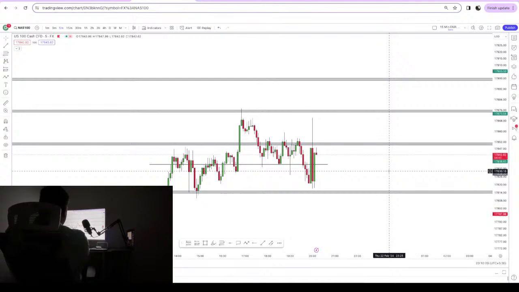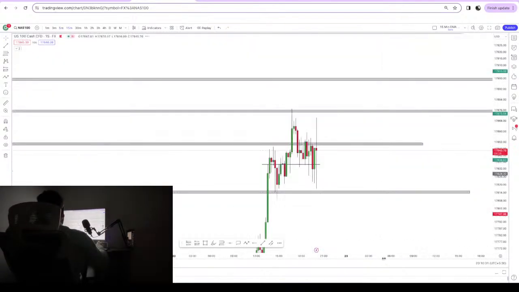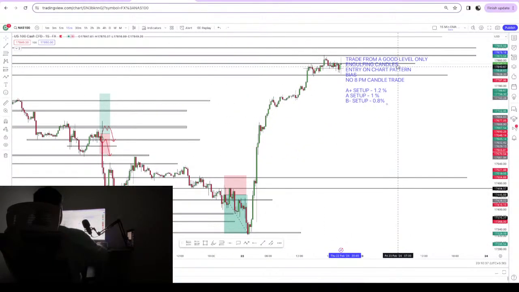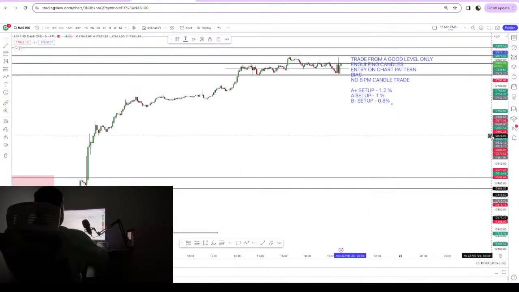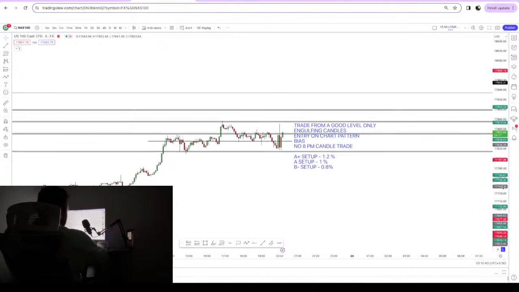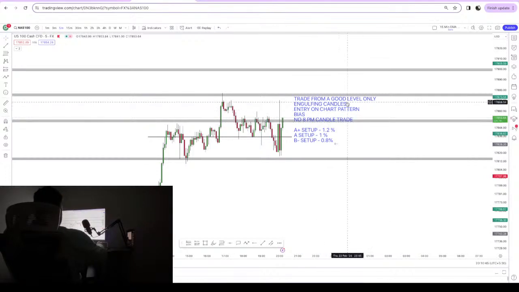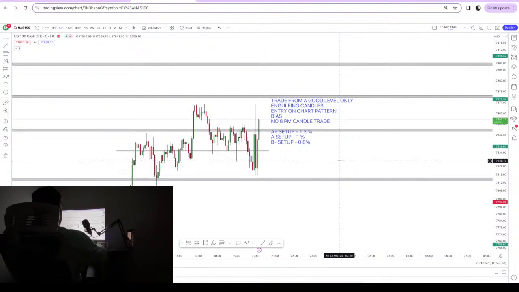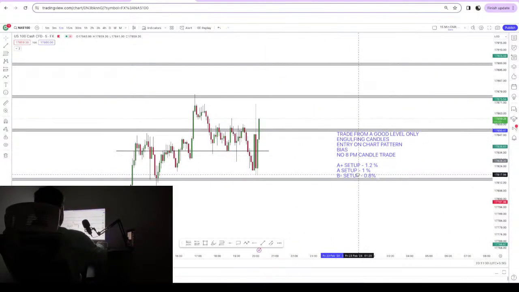Your rules should be very clear to you, and you should not be loose in your rules. You should follow them strictly. Never ever try to break your rules. Market will shatter you if you break your rules. So these are my rules. I have to follow these rules. From a good level, on an engulfing candle, a chart pattern should be there, a bias. It should not be an 8 p.m. candle trade, right? These are the basic rules which I have made for myself.